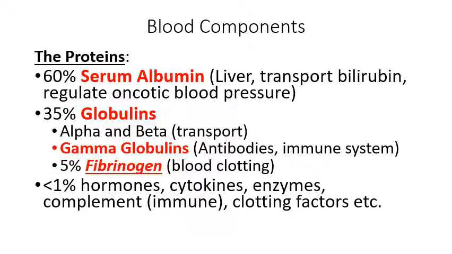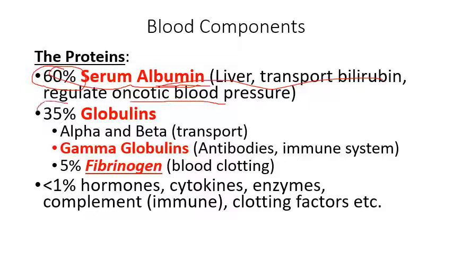Okay, so the composition of the proteins, we said that 7% of the blood serum is made up of proteins. Of that 7% of serum that's made up of proteins, 60% is serum albumin, which transports things to the liver. It transports bilirubin, as we said before, and it also helps to regulate the oncotic blood pressure. Remember that the oncotic blood pressure is a kind of a reflection of how much blood is in the veins and arteries and the capillaries versus how much blood is in the interstitial spaces between cells in soft tissues.